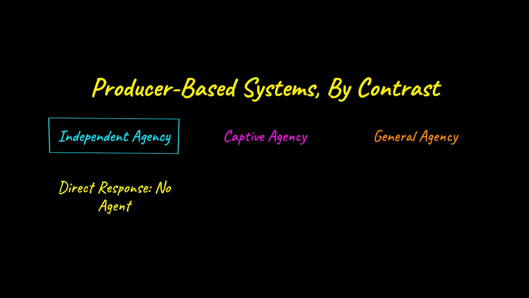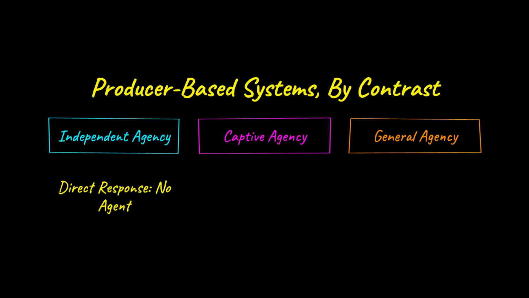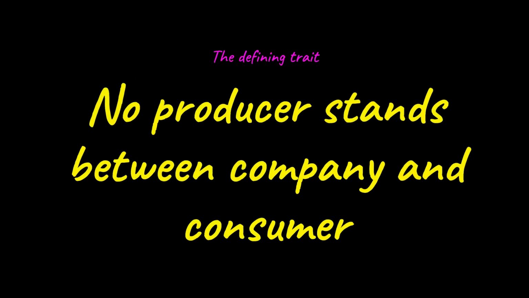Independent agency uses producers representing several insurers. Captive agency uses producers tied to one insurer. General agency distributes through a general agent who recruits producers. Only direct response removes the producer entirely. On the exam, the signal is coverage sold straight to the consumer through mail, television, or the internet with no producer involved. If any agent appears in the story, it isn't direct response.